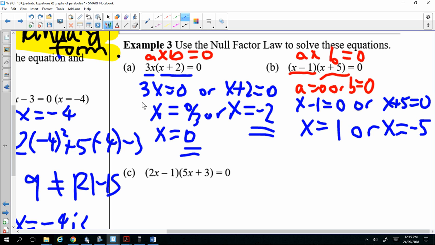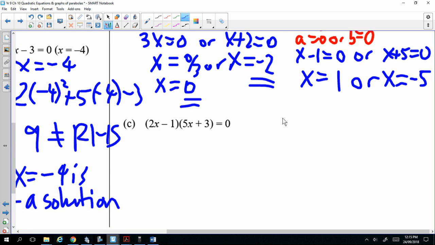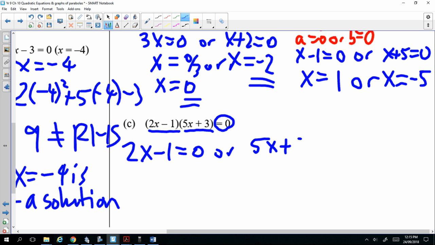All right, let's continue. Now, have a look at this. What are the factors? 2x minus 1 and 5x plus 3. It means that if they multiply to get 0, what does it tell us? Yes, 2x minus 1 is 0 or 5x plus 3 is 0. And then you solve for x. How do you solve for x? 2x equal to 1, x equal half. Yes?